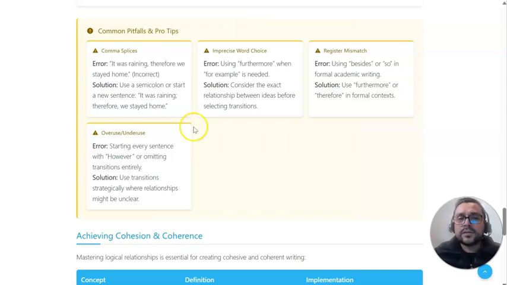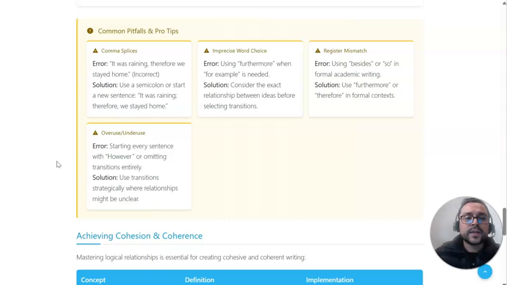Another error is using furthermore when, for example, is needed. The solution is to consider the exact relationship between ideas before selecting transitions. So as we've covered in class, first you need to establish a logical relationship. The third error is using besides or so in formal academic writing. In formal academic contexts, furthermore or therefore are preferred.